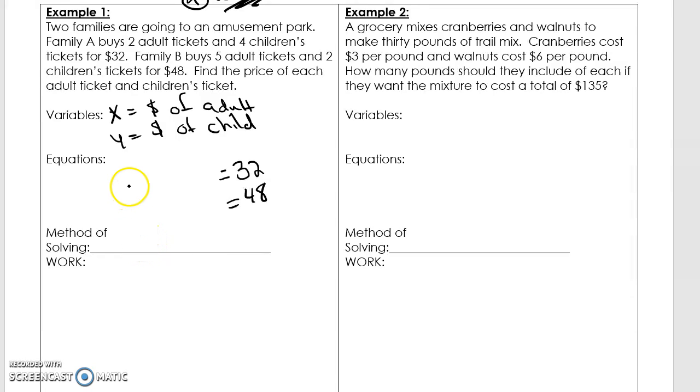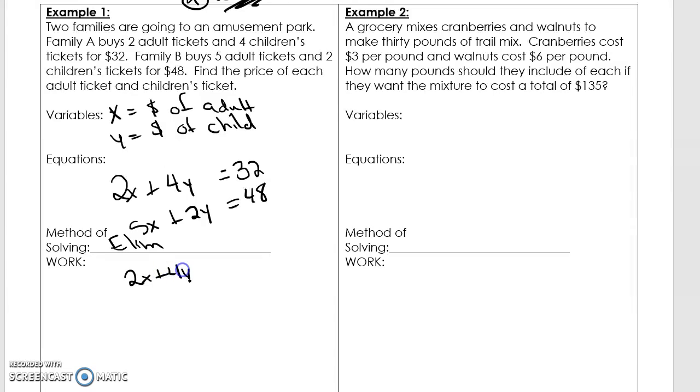Okay, so how did that work? So you're going to talk about family A. So 2 adult tickets and 4 children's tickets. You're going to have 5 adult tickets and you're going to have 2 children's tickets. So that is your system. What method are you going to use? Remember, you can do graphing, substitution, or elimination. And I think elimination is the easiest.